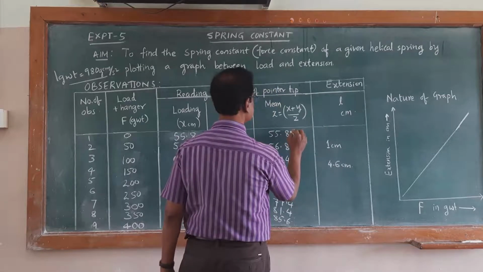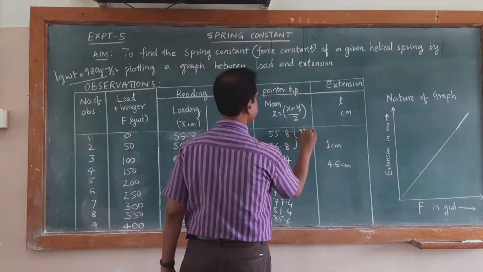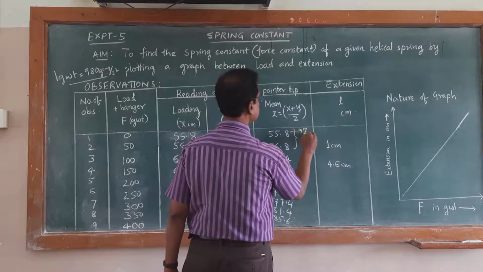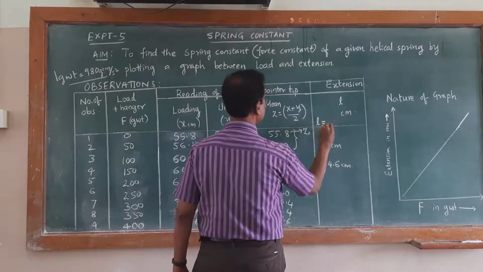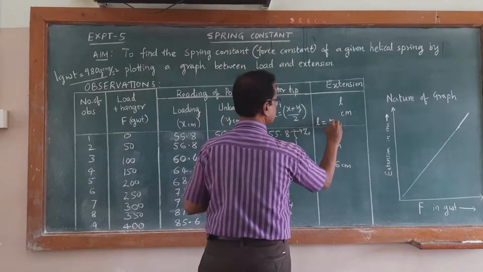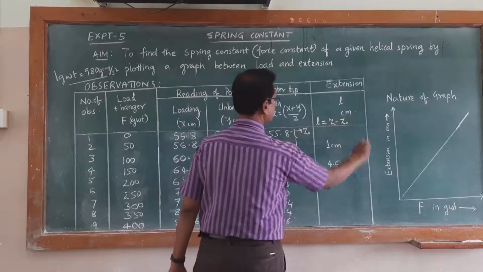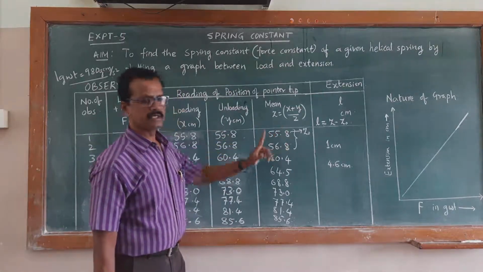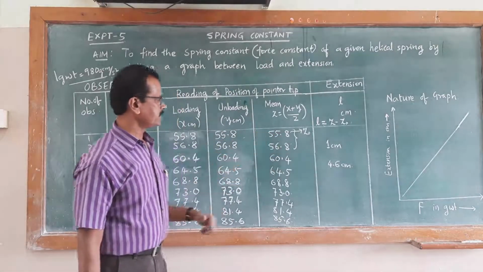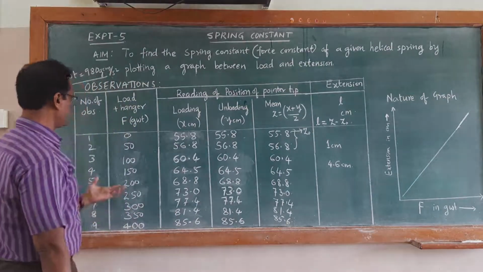So here we can write this. You can take it as Z naught. So L is equal to Z minus Z naught. Right? These are the Z values, and Z naught is the initial value without any load. Now that's how we calculate the extension.